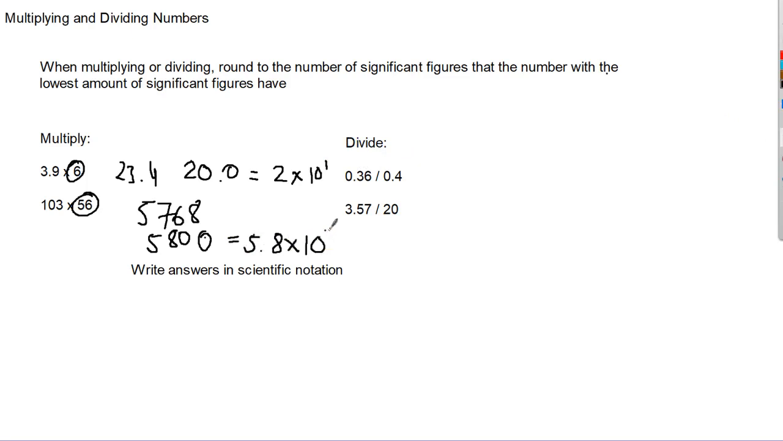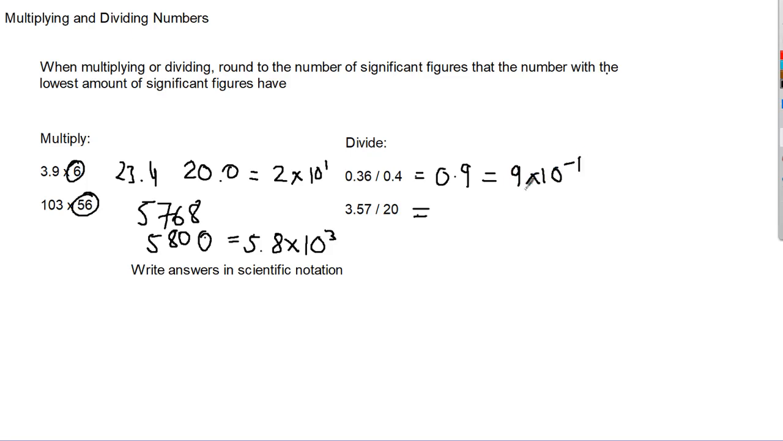Okay, I chose easy numbers to divide because I did not want to use a calculator. So 0.36 divided by 0.4 is 9 over 10, 0.9. But the one with the lowest amount of significant figures is 0.4, so it's just 0.9. That's our answer. We don't have to round it at all. But it's 9 times 10 to the negative first power.